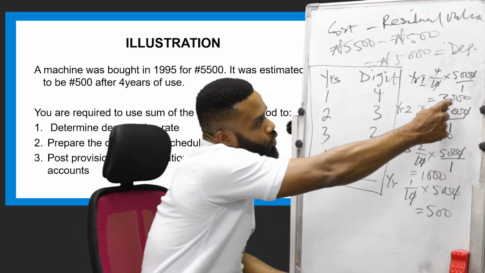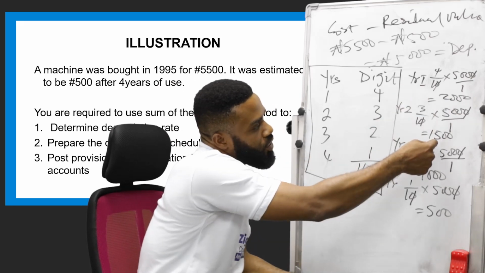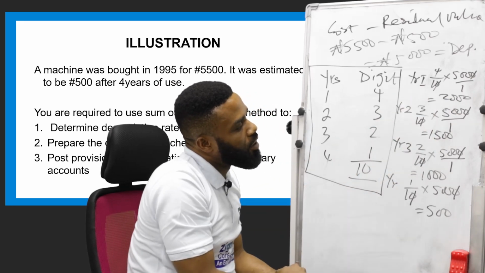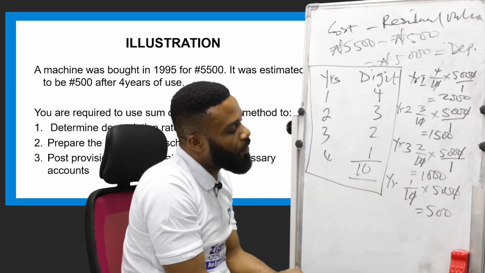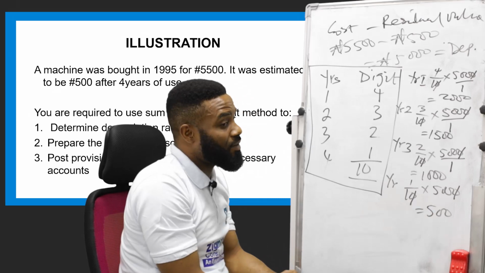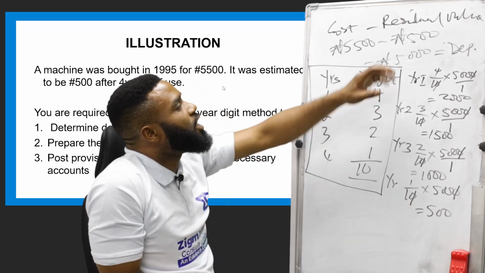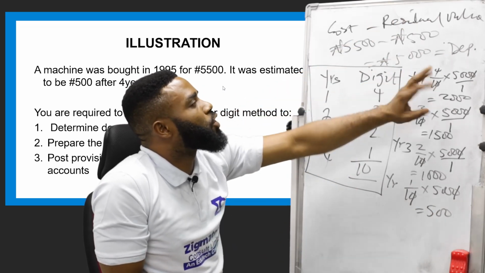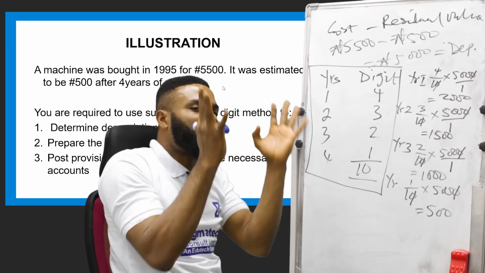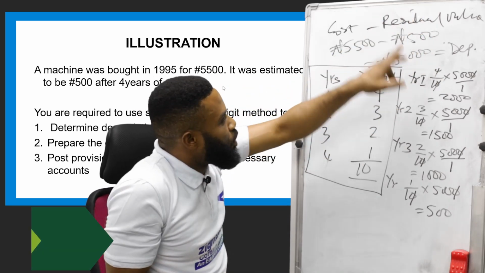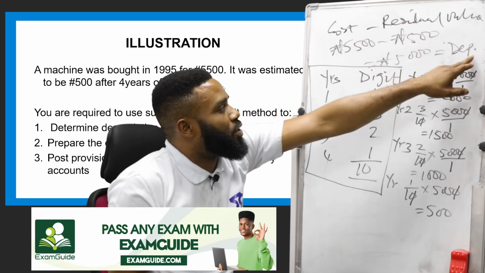Let's add 2,000 plus 1,500, that's 3,500. Plus 1,000, that's 4,500. Plus 500, that's 5,000 naira. So the only thing you need here, the depreciation here, is just the summation of the depreciation for the 4 years. That's why we call this 5,000 depreciation.